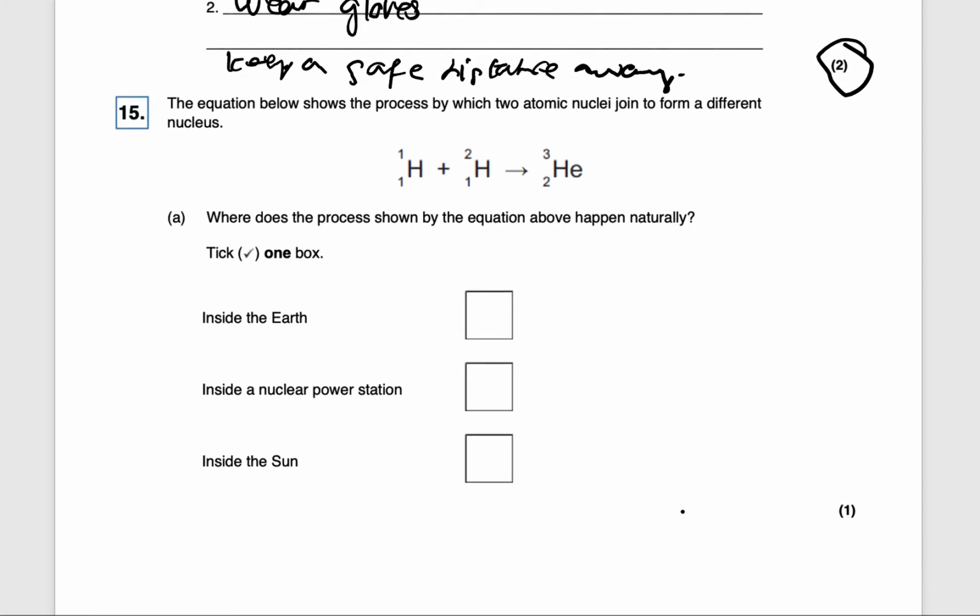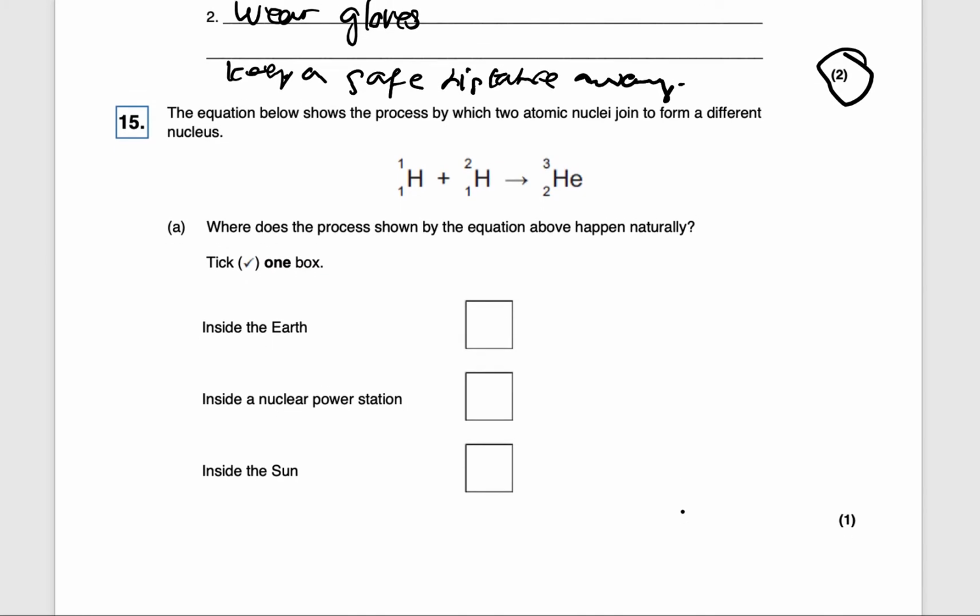Next question. The equation below shows the process by which 2 atomic nuclei join to form a different nucleus. Where does the process shown by the equation above naturally happen? So tick one box: inside the earth, inside a nuclear power station, or inside the sun. Now the key thing is naturally. So it can't be inside a nuclear power station or inside the earth. Now it's hydrogen producing helium, and that can happen on the sun. Okay, 1 mark.